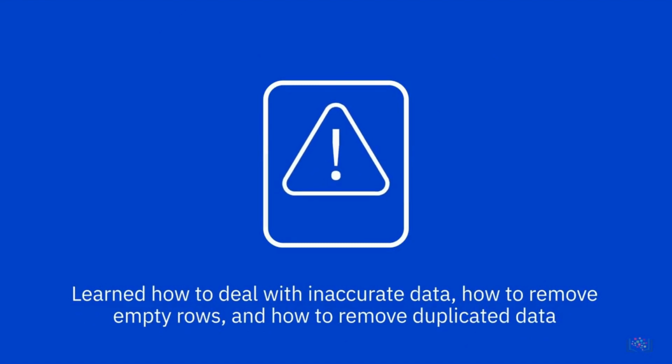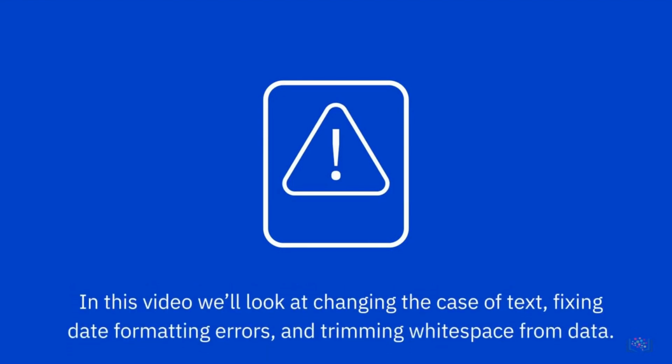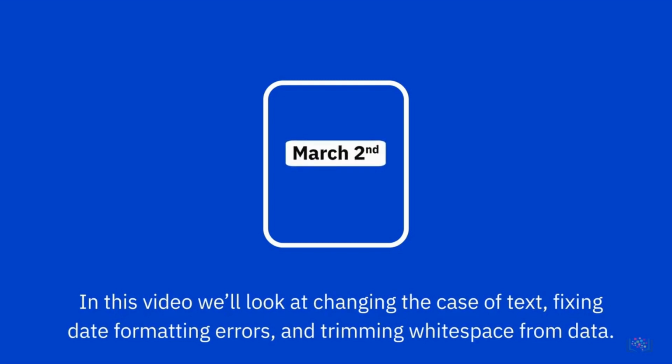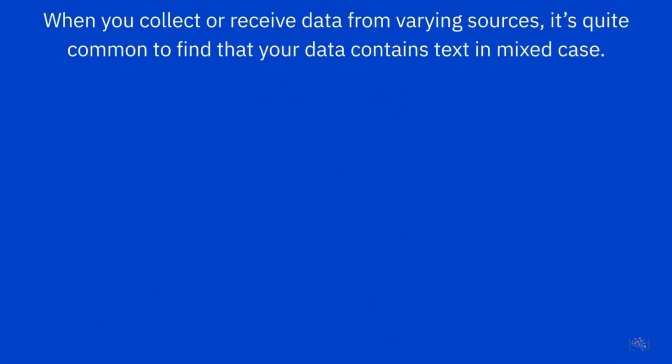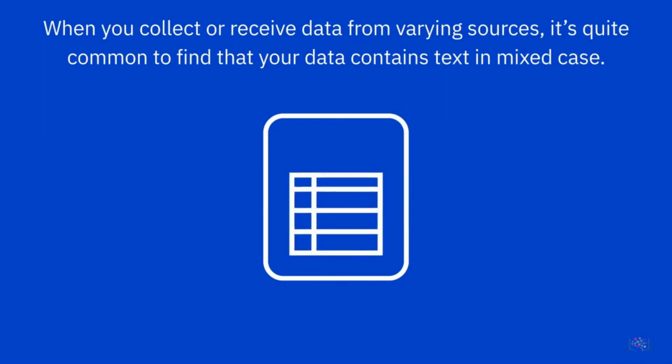Now that we've learned how to deal with inaccurate data, how to remove empty rows, and how to remove duplicated rows, in this video we'll look at changing the case of text, fixing date formatting errors, and trimming white space from data.